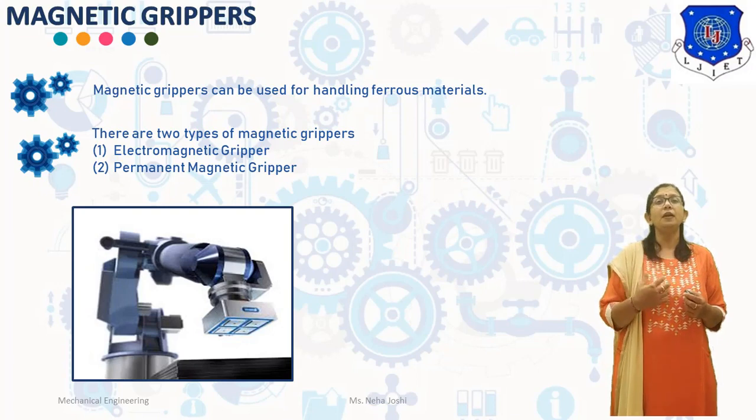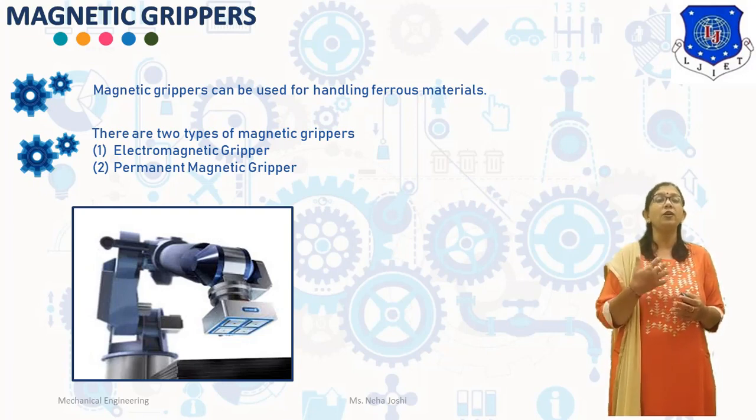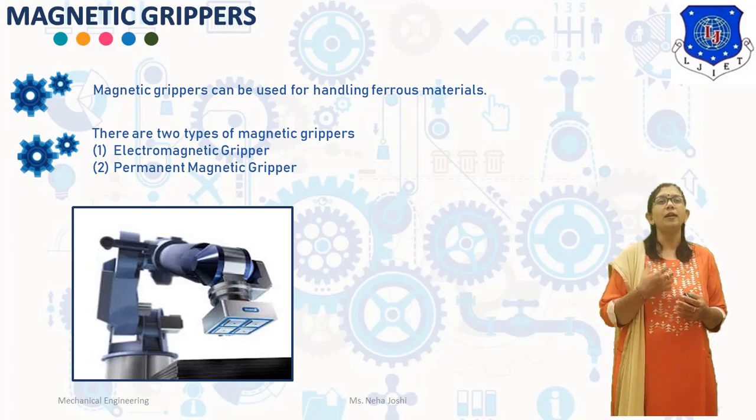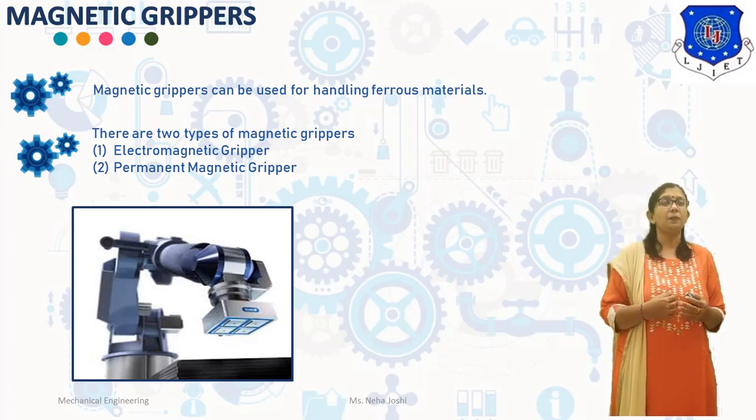Now, electromagnetic grippers require a DC power source and controller unit. Electromagnetic grippers are easy to control. In order to release the part, the controller unit reverses the polarity at reduced power level before switching off the electromagnet. Now what is a permanent magnetic gripper?